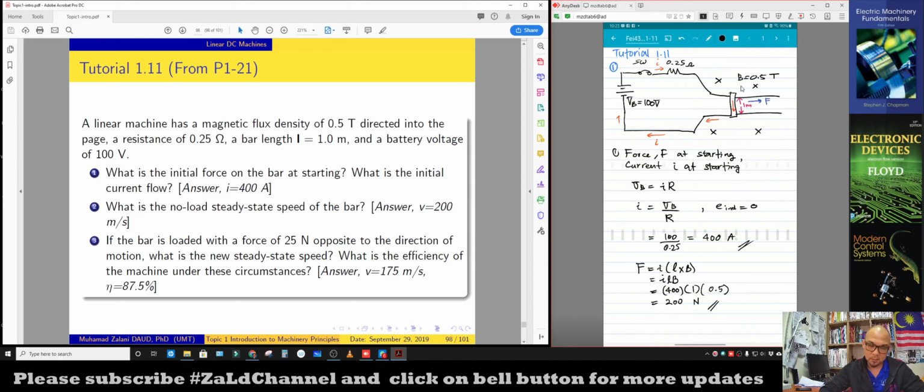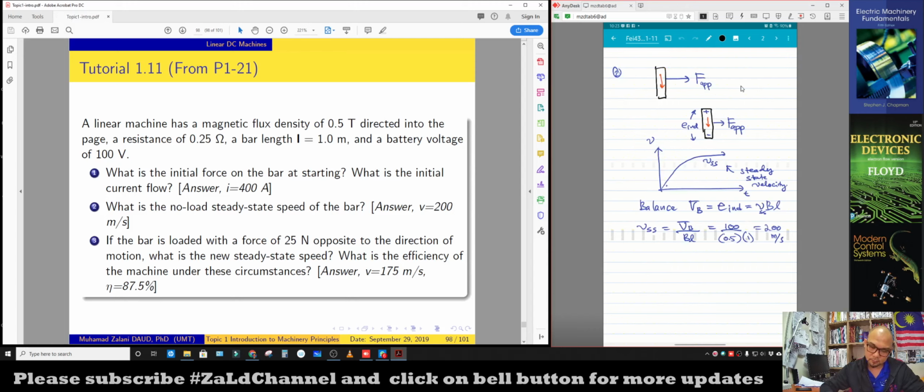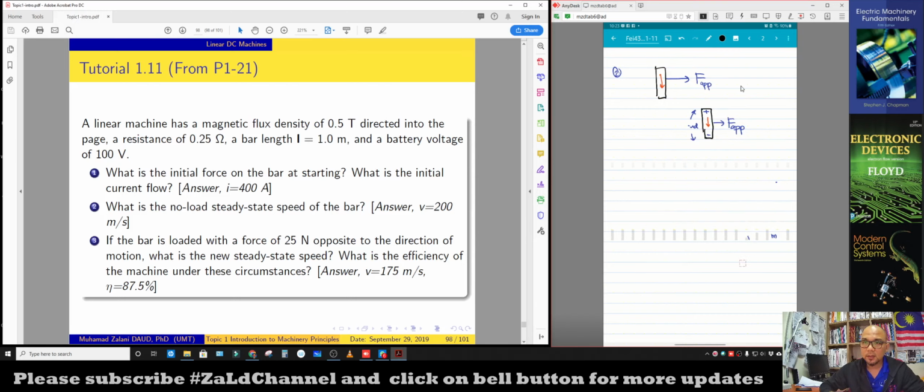And then the second one is question two, where we are going to find the no load steady state speed. What is the no load steady state speed of the bar? We want to find the no load steady state speed, which is V_SS.